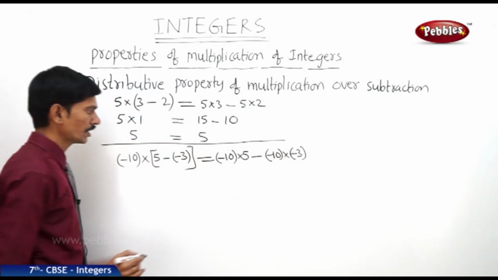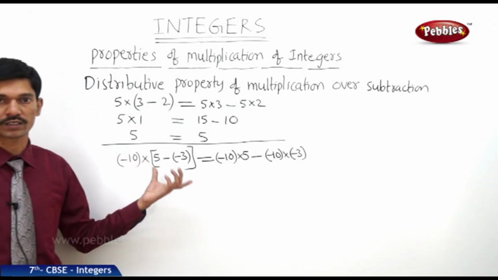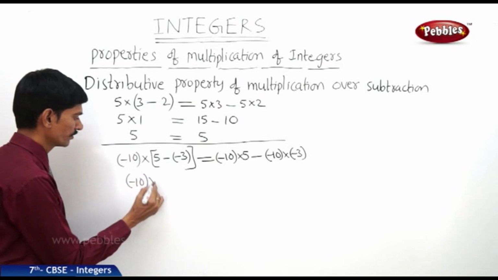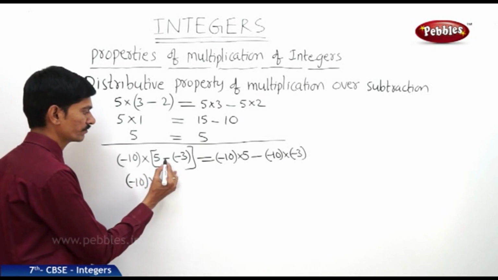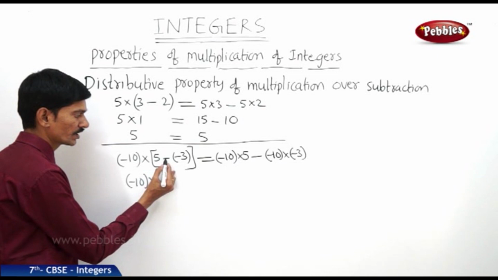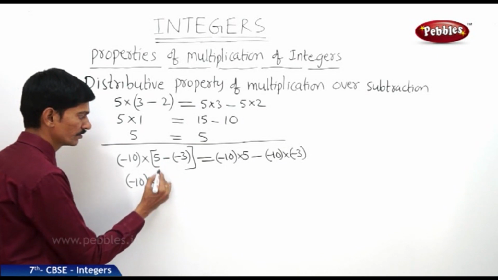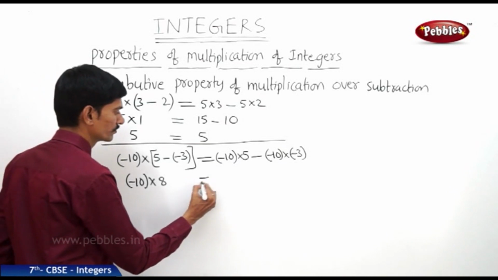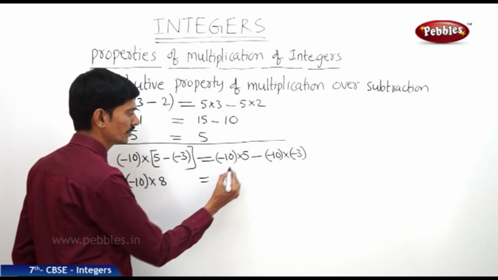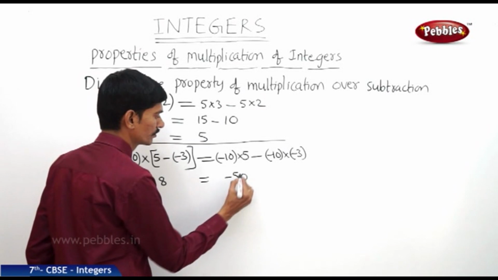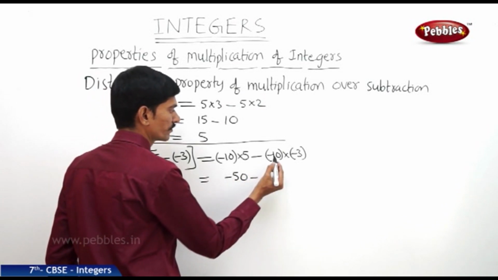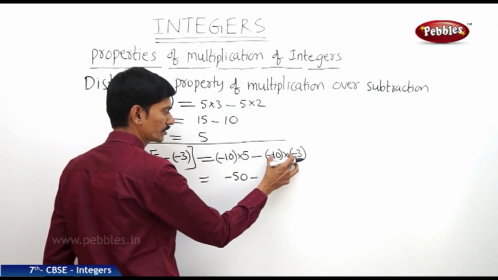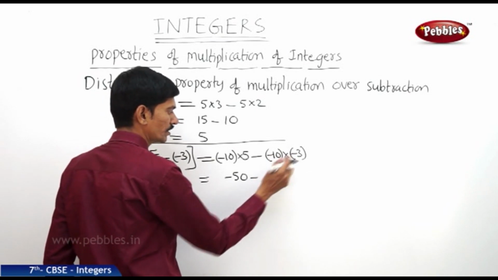Now let us see whether both LHS and RHS are equal or not. Now when you multiply minus 10 by the difference of 5 minus of minus 3, here minus of minus becomes plus. So then we get 5 plus 3, 8. So this equals to minus 10 into 5 is minus 50. Then minus into minus is plus, means the product of two negative integers is positive, and 10 3s are 30.